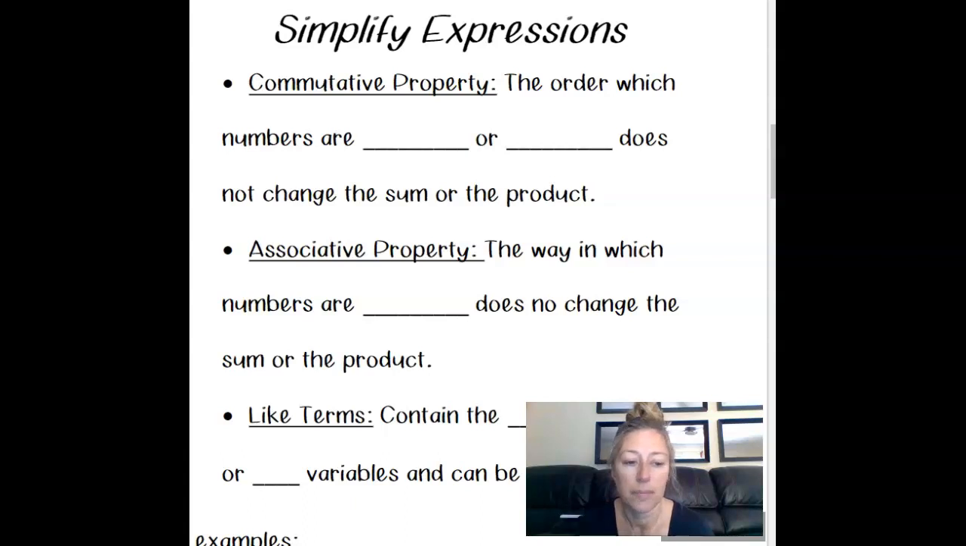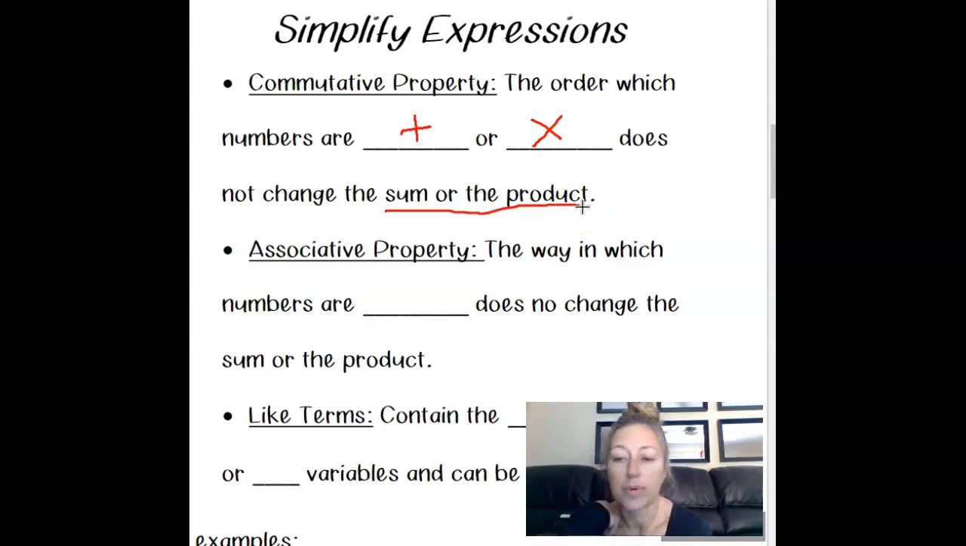I'm going to do a drawing, and I'm going to just abbreviate. So I'm going to just say the way numbers are added or multiplied does not change the sum or the product. So you can add or multiply in any order, which helps us simplify expressions.